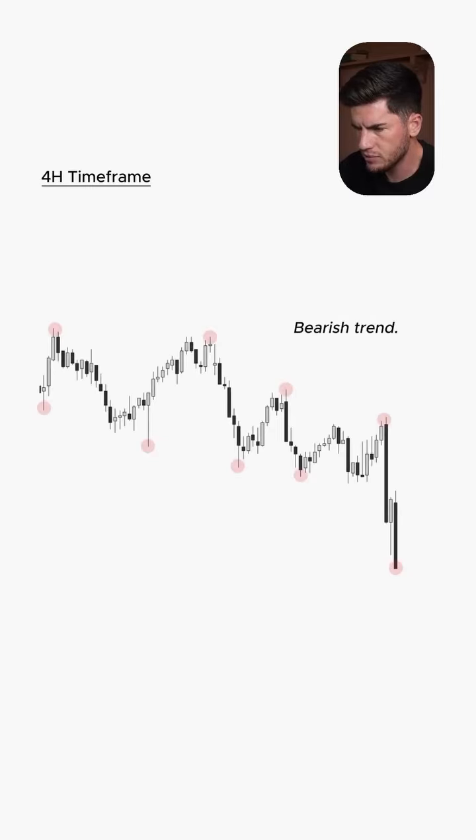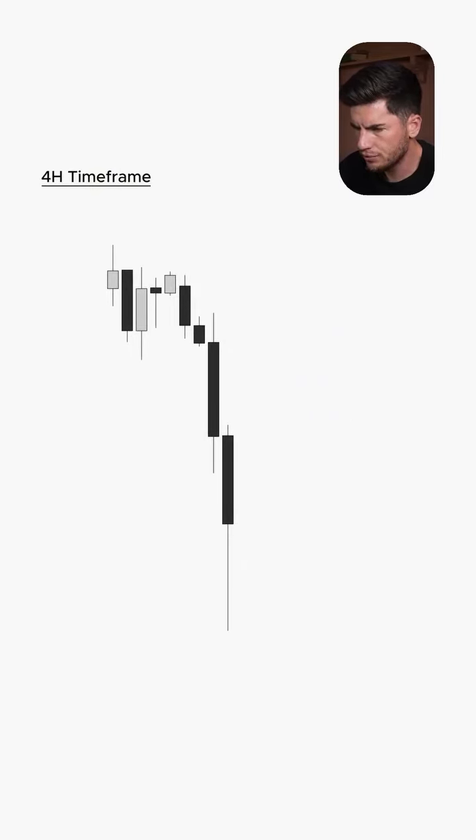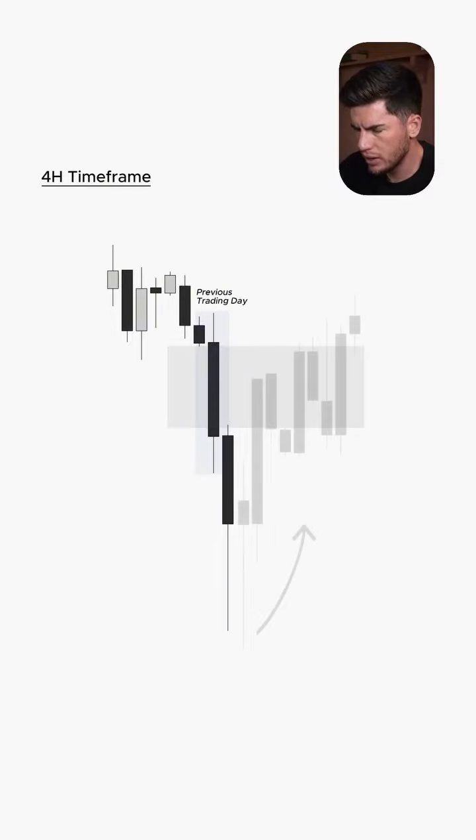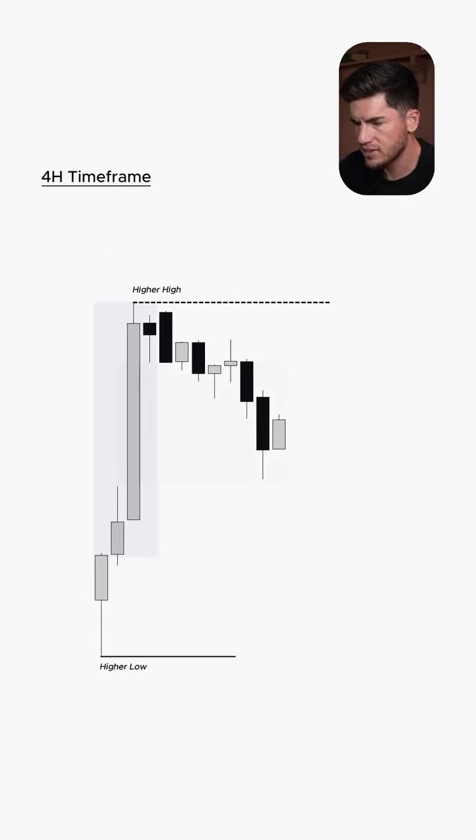I don't care if it's bearish or bullish. Next up, I want you to identify the nearest 4-hour gap. If price broke structure on the 4-hour, leaving behind a gap on the previous trading day, you want to look at trading back into that 4-hour gap. If price is currently sat inside a 4-hour gap, you want to trade away from that gap following the 4-hour trend.